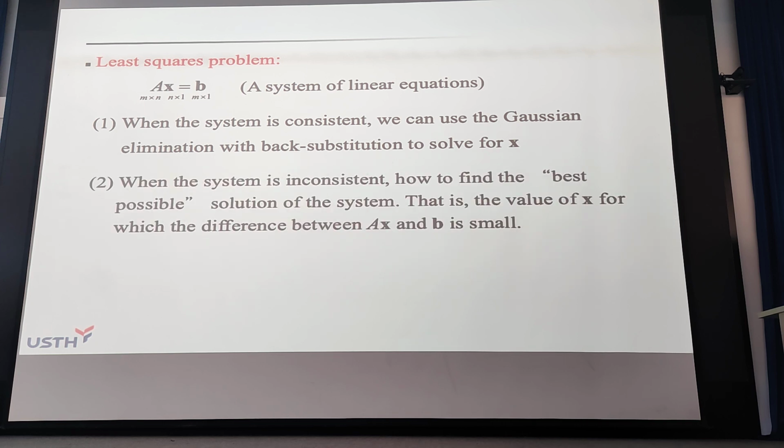But in the case when the system is inconsistent, it means that the system has no solution. What do you want to do? We want to find the best possible solution to the system. That is, we need to find the value of x so that the difference between Ax and b is as small as possible.